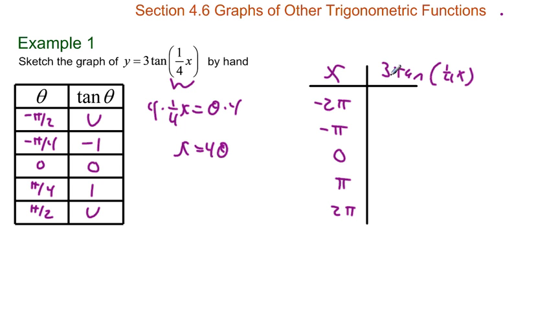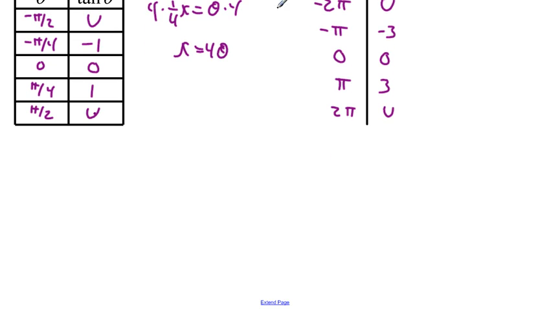Now what about this 3? Just like we did with sine and cosine, we multiply our tangent values, our y values, by 3. An undefined value times 3 is still undefined. Negative 1 times 3 is negative 3. 0 times 3 is 0. 1 times 3 is 3. And the undefined value times 3 is undefined. And there we go, here are our 5 key points. Let's go ahead and graph this.